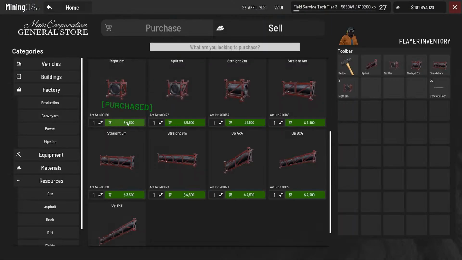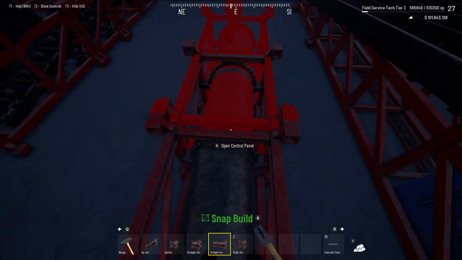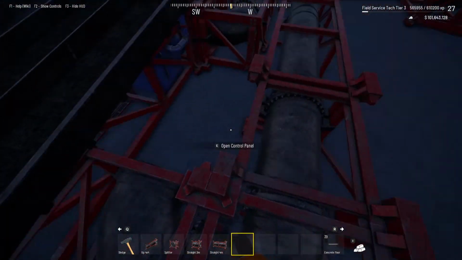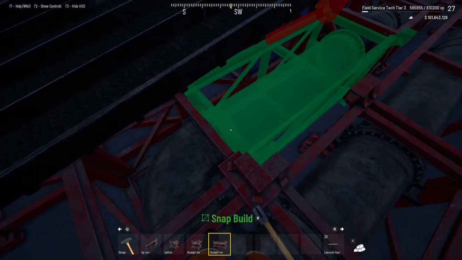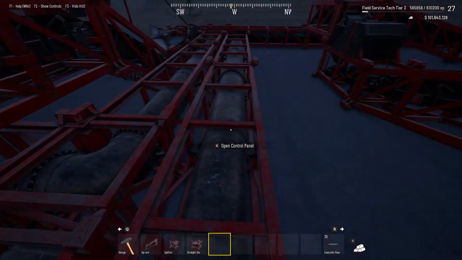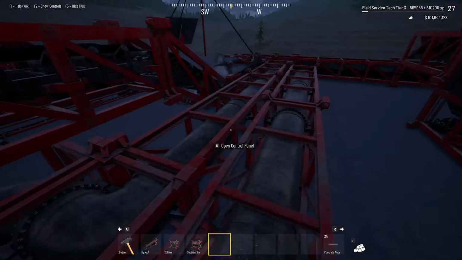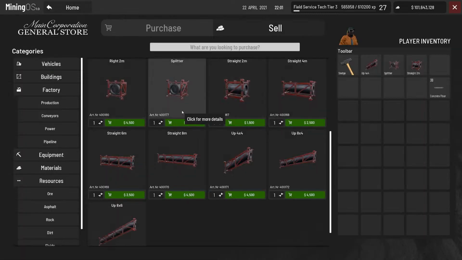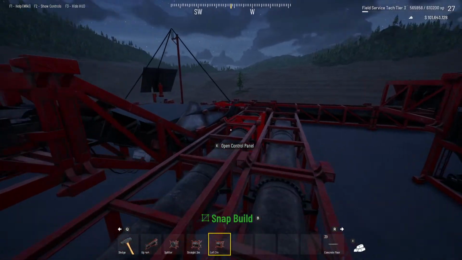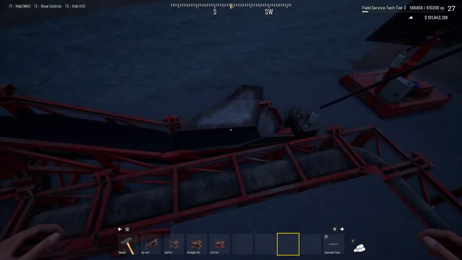Need 2 rights. Go this way, and then this way, and then we're going to go back that way, and I'll connect that up. That's going to be a left, so we'll need to purchase a left. Need to go back over and start running this again.